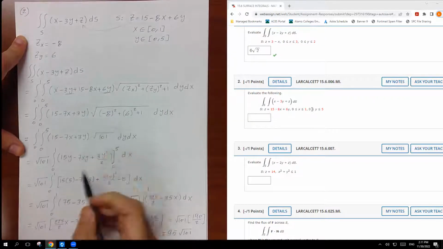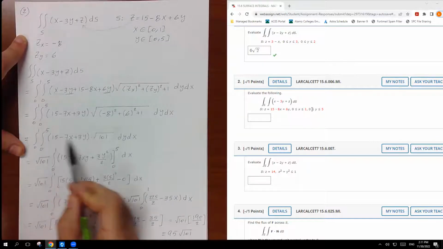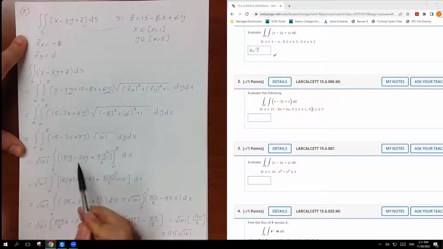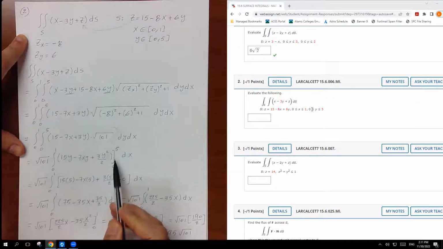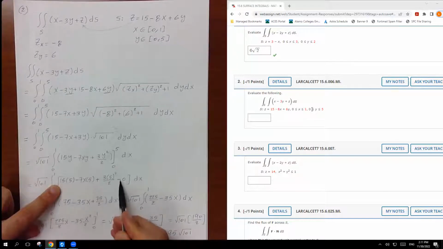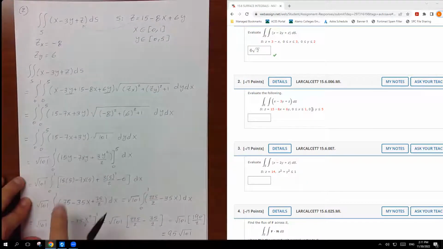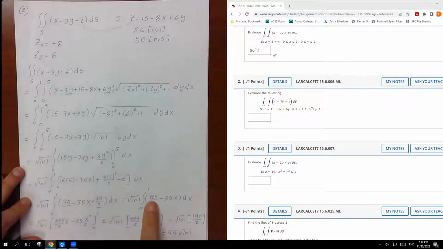This is a constant. Take it out. Then the integral for this one with respect to y is going to be 15y minus 7xy plus 3y squared divided by 2 from 0 to 5. Then I plug in the 5. So it's going to be 15 times 5 minus 7x times 5 plus 3 times 5 squared divided by 2 minus 0. This is a 0. So 75 minus 35x plus 75 divided by 2 dx. Combine the like terms, which is 75 and 75 over 2. So it's going to be 225 divided by 2 minus 35x.